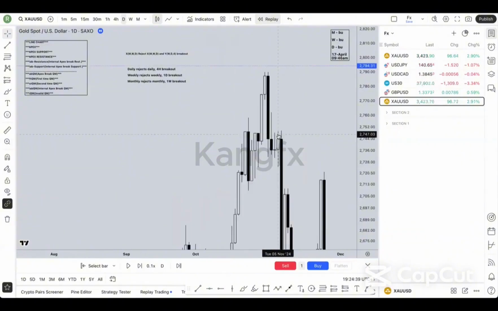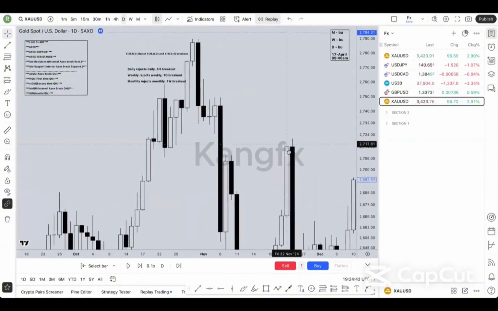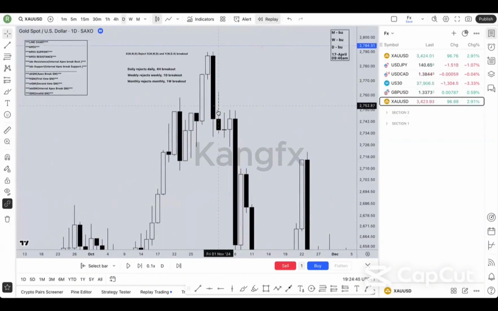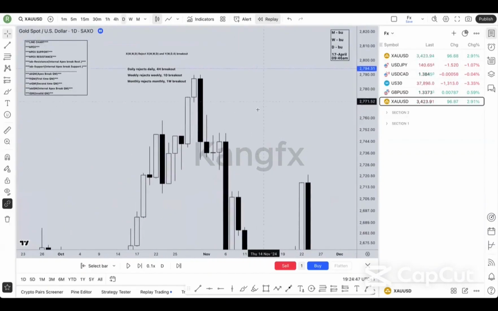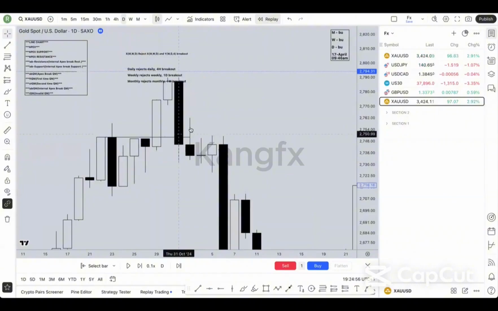Okay, let's use this one. If you want to look at it, we had a resistance here. You see this resistance, extend it to this place. The market did a rejection here.